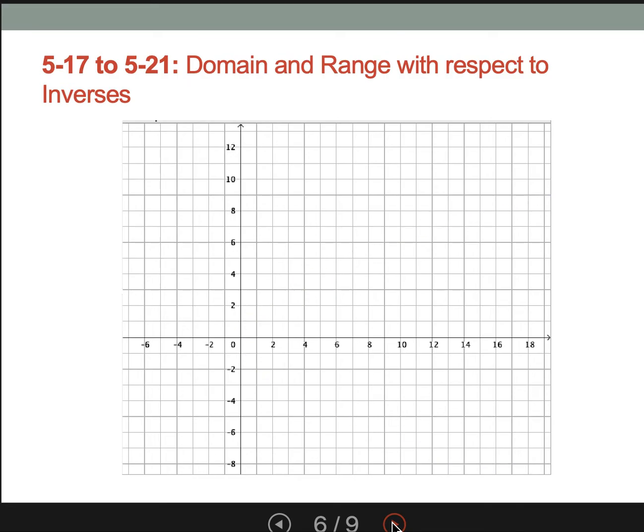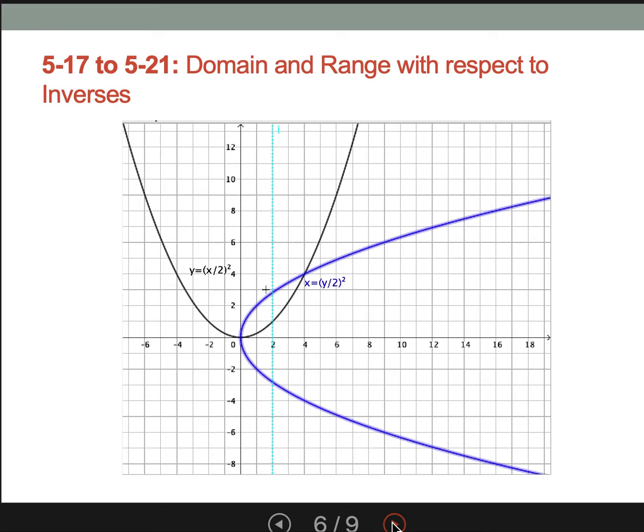Unlike the parabola, if you draw a horizontal line, it only hits one time. So the parabola is a function, however, its inverse is not a function. So this is important. Let's focus on just the positive part of the original function.